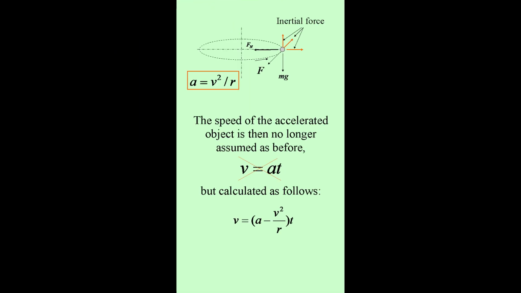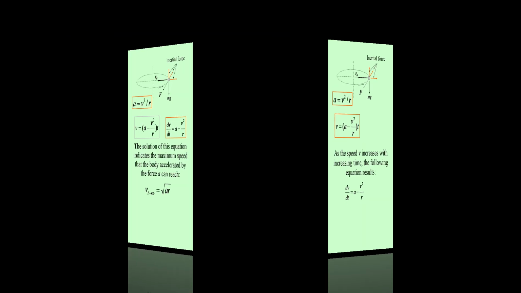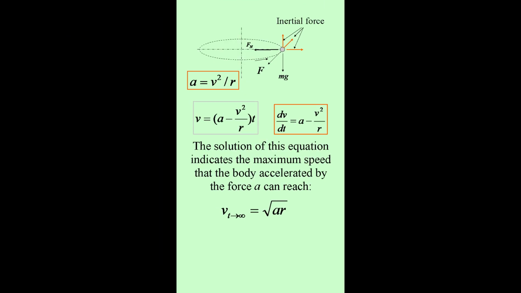The speed of the accelerated object is then no longer assumed as before, but calculated as follows. As the speed v increases with increasing time, the following equation results. The solution of this equation indicates the maximum speed that the body accelerated by the force A can reach.